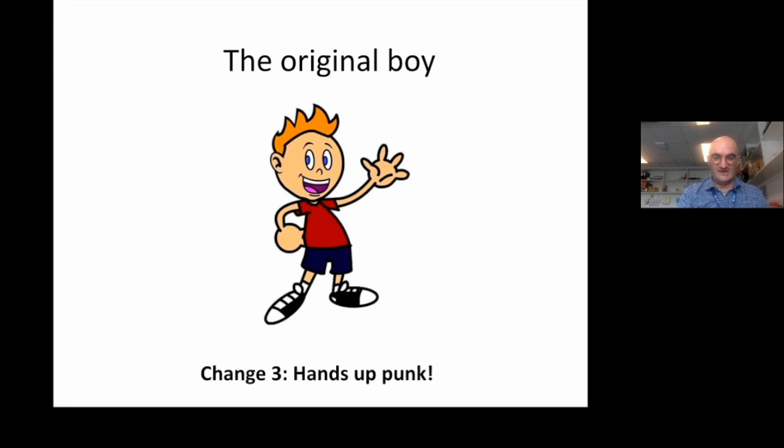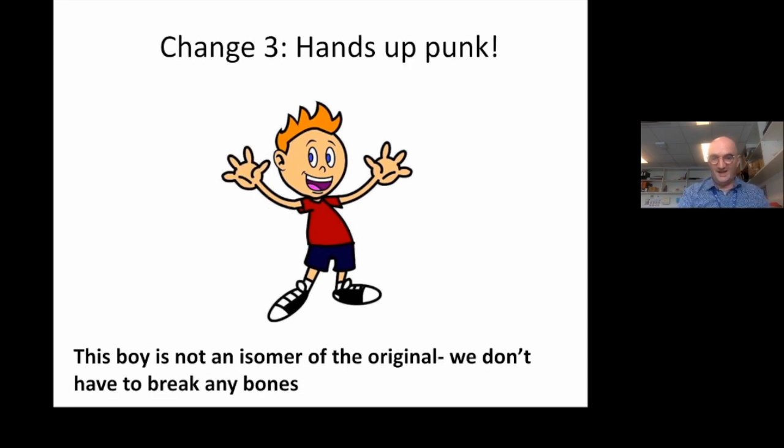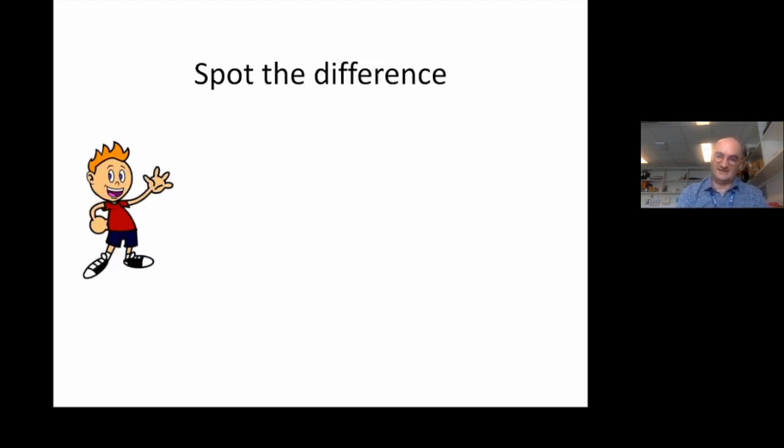Back to original boy. What we're going to do to him now. Hands up, punk. This boy is not an isomer of the original. We didn't have to break any bones. So you have to break some bones on your cartoon boy, not a real one. Break some bones on the cartoon boy. Then you have formed an isomer.